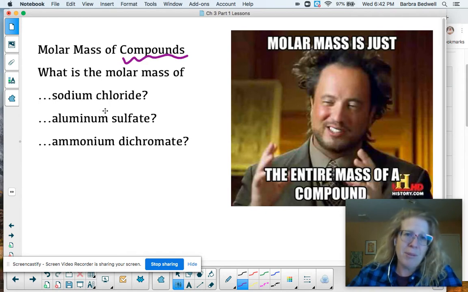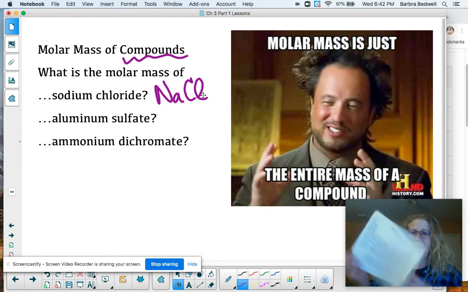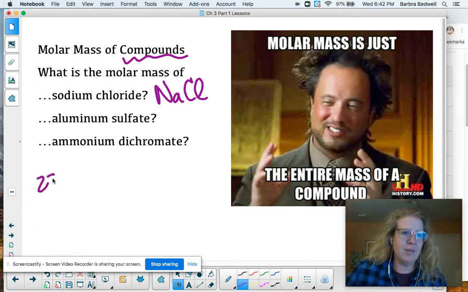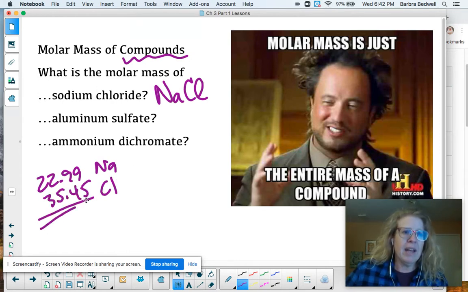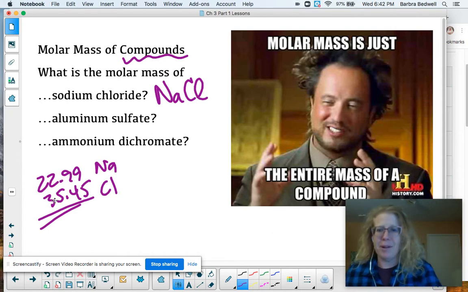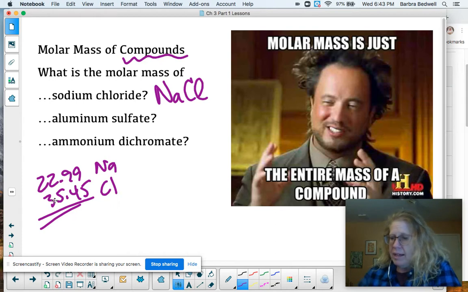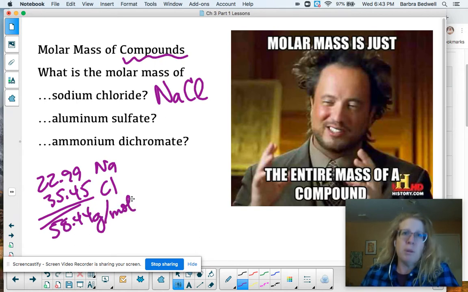And this is actually as simple as it sounds. For this, you do have to remember your names and formulas. But if we want to know the molar mass of sodium chloride, which is NaCl, we would literally just go to our handy dandy periodic table and find the two elements. Sodium, Na, is 22.99. And chlorine, Cl, is 35.45. To find the molar mass of the compound, you literally just add them together. It really is that easy. 22.99 plus 35.45 is 58.44 grams per mole for this particular compound. That many grams equals 1 mole of sodium chloride.